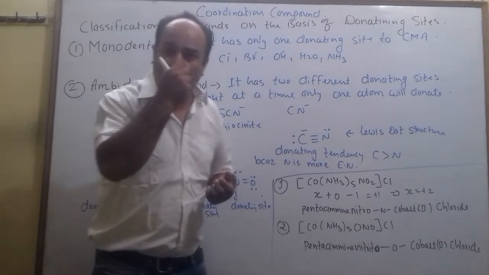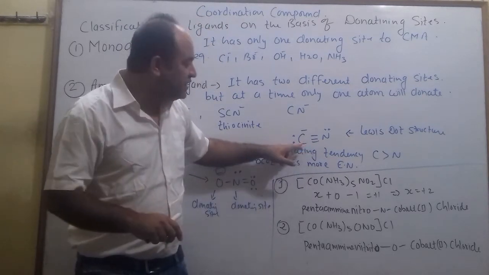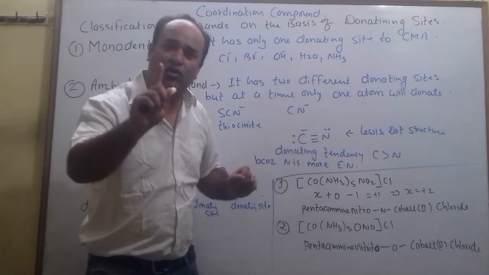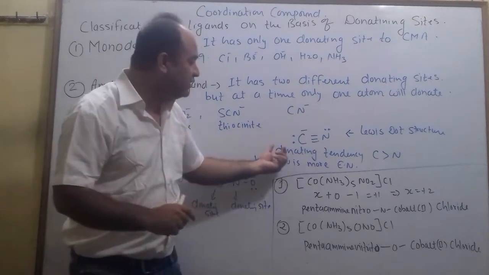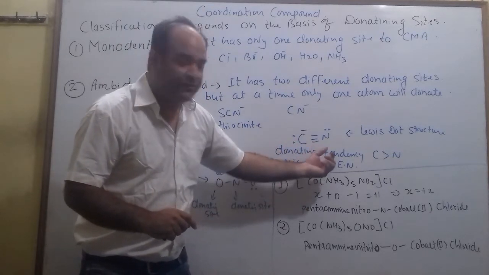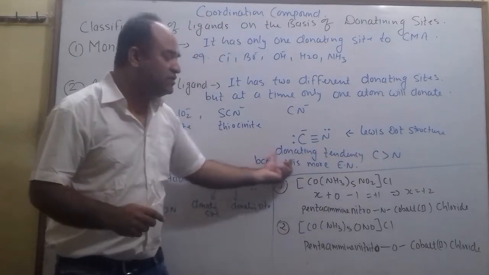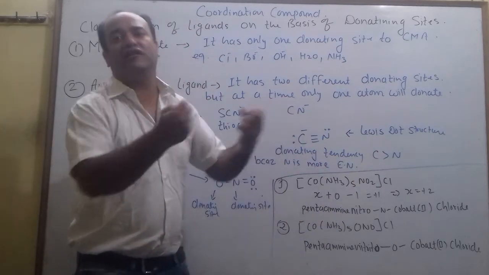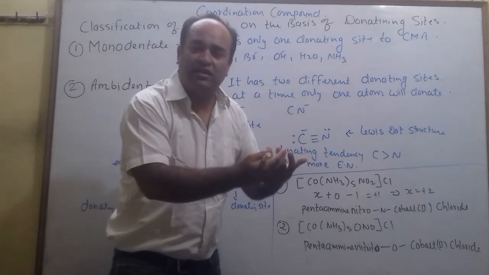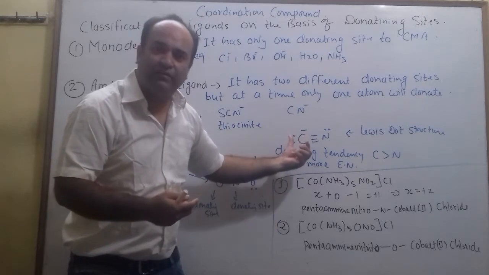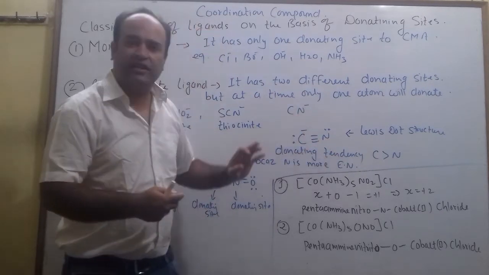So carbon can also donate electrons, but at a time between carbon and nitrogen only one will donate electrons. Now if you look carefully, carbon has more donating tendency than nitrogen, because nitrogen is more electronegative, so it loves the electrons. So nitrogen would not leave the electrons easily. So in this case carbon will lose electrons, carbon will donate electrons in the case of cyanide.